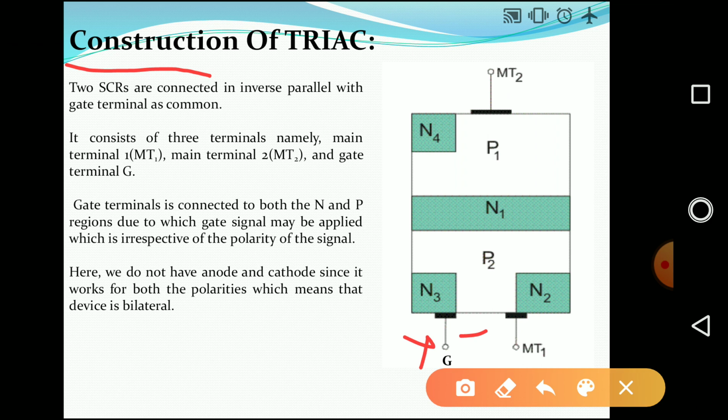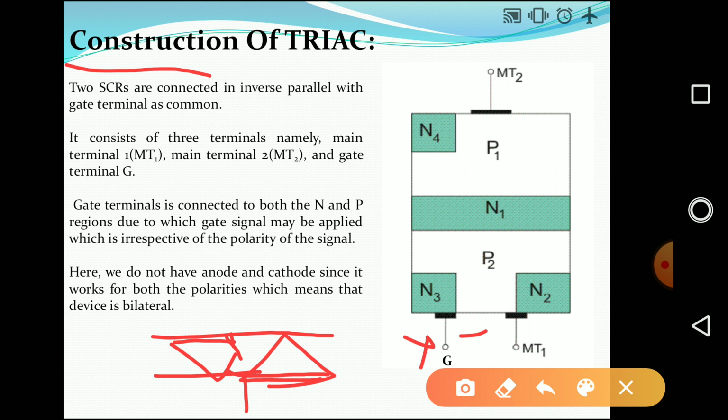The symbolic representation of the triac is two SCRs connected in an anti-parallel connection. So this is the symbolic representation of the SCR as a triac, which has three terminals. This one is MT2, this is the gate, and this is MT1.